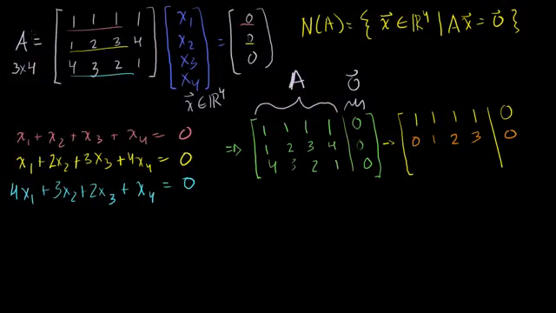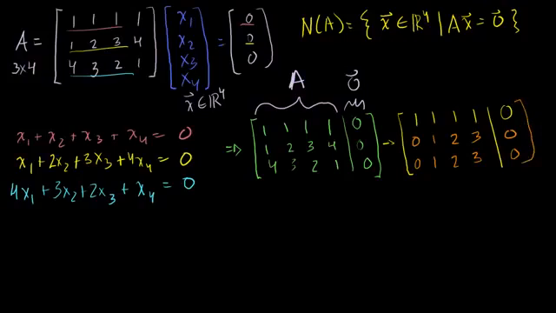And then let me replace this row with 4 times row 1 minus this row, because I want to get rid of this. So 4 times 1 minus 4 is 0. 4 times 1 minus 3 is 1. 4 times 1 minus 2 is 2. 4 times 1 minus 1 is 3. 4 times 0 minus 0 is 0.